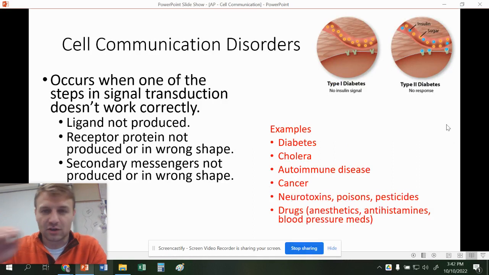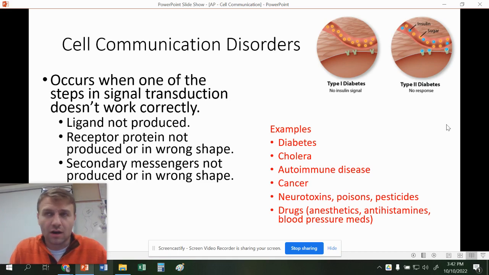Cell communication disorders. So these are just different disorders that are created by some type of signaling pathway not going right. Either the ligand's not produced, the receptor protein doesn't bind because that's the wrong shape, or there's secondary messengers that aren't being produced in the right way. There's a lot of different types of cell communication disorders, and there's just a lot of different types because, again, there's so many different ways that we regulate our responses. There also has to be a lot of ways that these can go wrong.